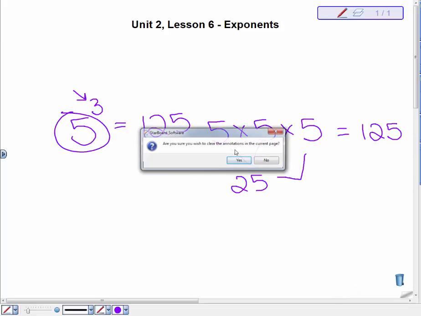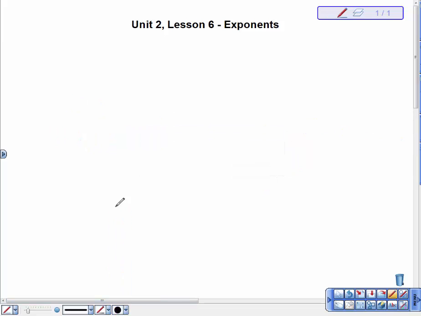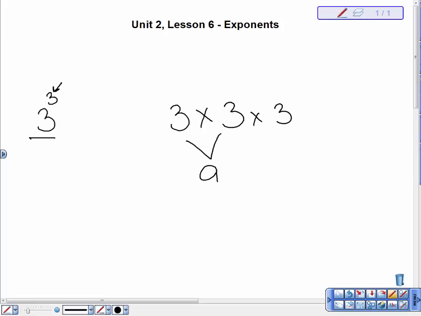Let's try that again. Exponents are pretty simple if you remember that it represents how many times we were multiplying the same number by itself. I can do 3 to the third power, and it doesn't always have to be to the third power. It's just what I'm using for the sake of this lesson. So 3 to the third power means I'm multiplying my base number 3 by itself this many times. So 1, 2, 3. So 3 times 3 is 9. 9 times 3 is 27. So 3 to the third power is 27.